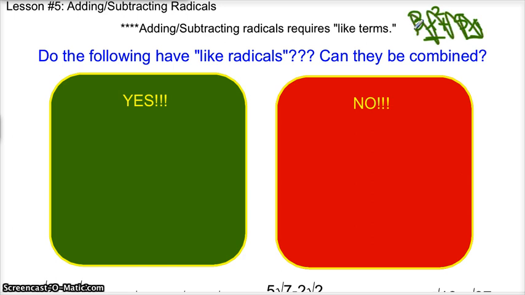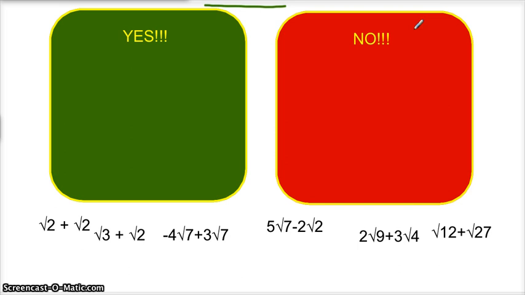So what we're looking for instead of so much like terms is the idea of like radicals. They need to have like radicals or like terms in order to be combined. So looking at the first example, square root of 2 plus the square root of 2. Do they have like radicals? Yep, they're exactly the same. Square root of 3 plus the square root of 2? No, they're not like radicals.